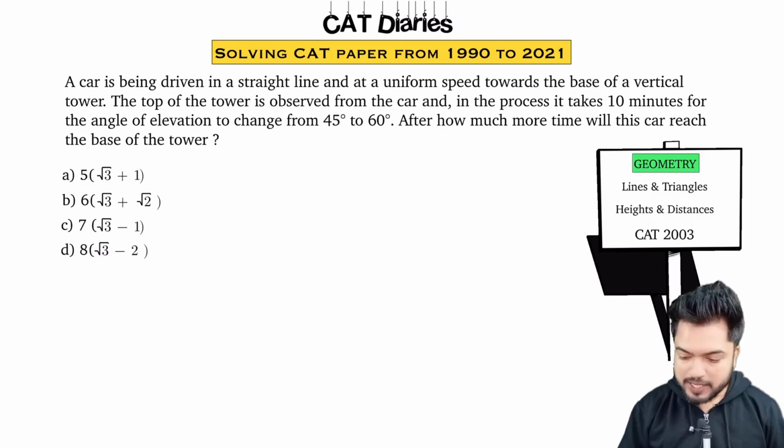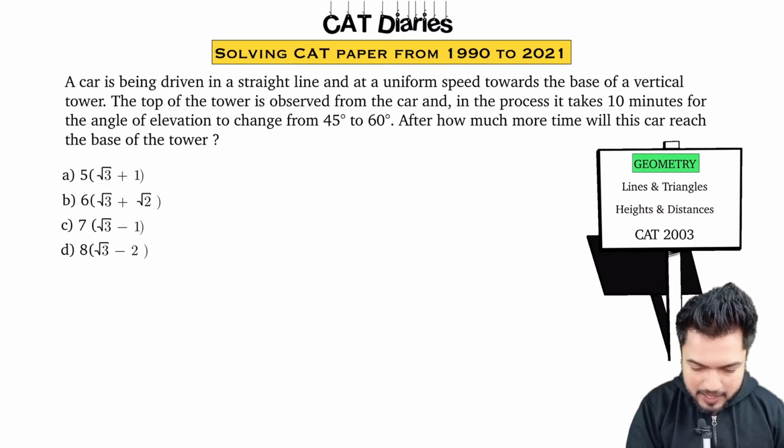So before I take this problem on heights and distances which appeared in CAT 2003, let me just give you a basic of this. Okay, as we always do in all the types that we have seen till now, we first understand the basics which are required for us to solve all the problems and then we solve the problems. So let's see the basics here.